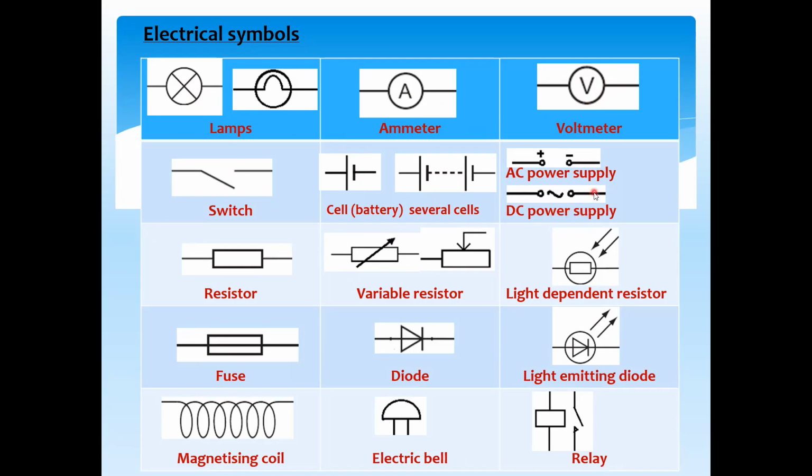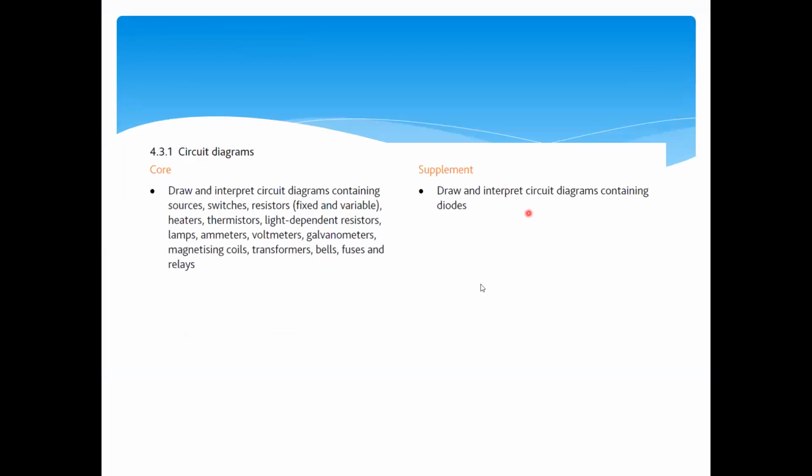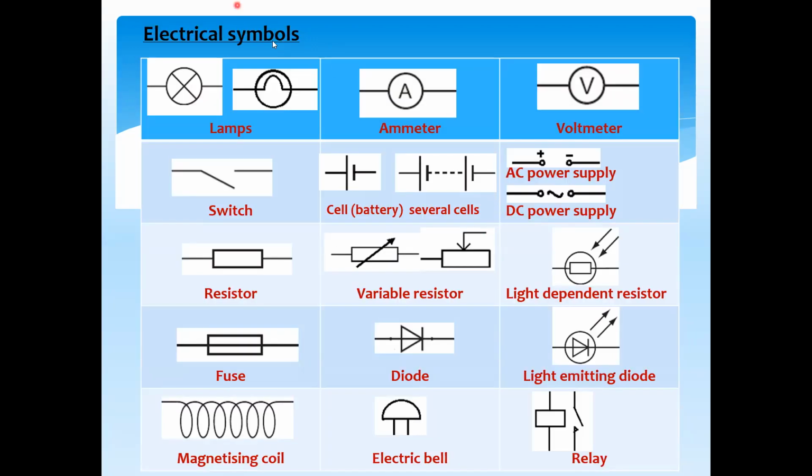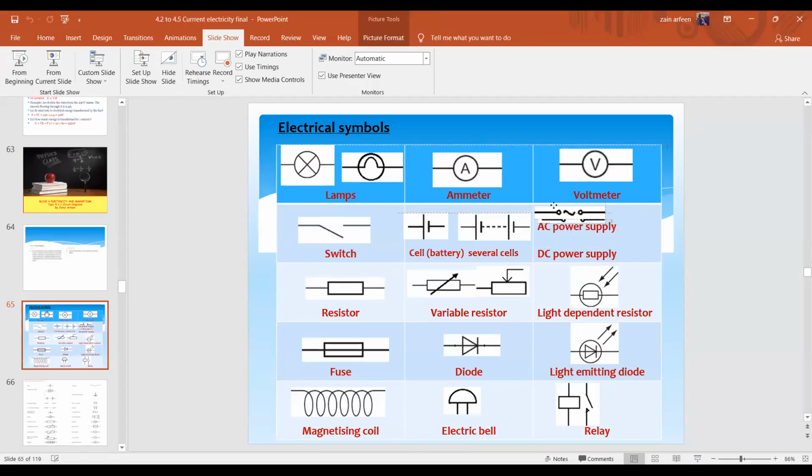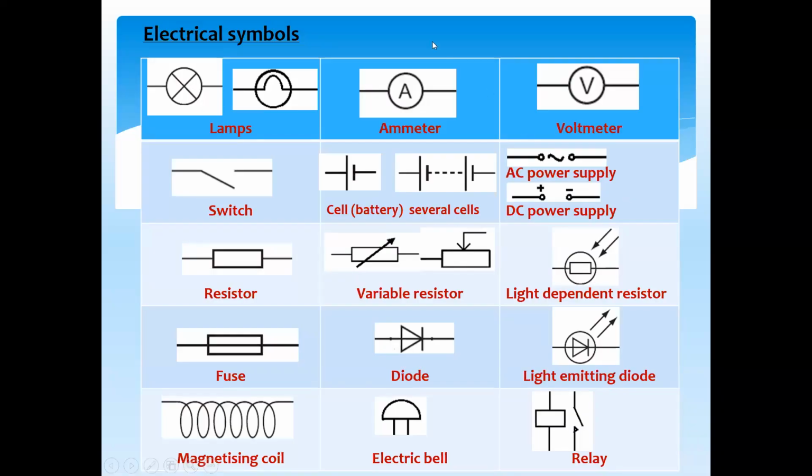Then we have AC power supply and DC power supply. So alternating current supply, or AC power supply, can change its direction continuously. We represent it by a wave between the two terminals, and DC power supply does not change its terminals, so we represent it by positive and negative charge.